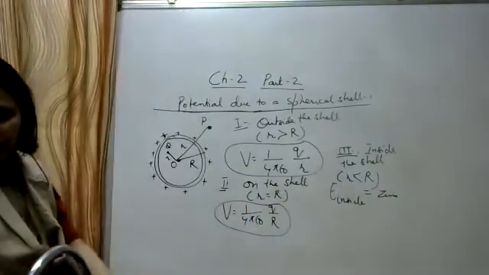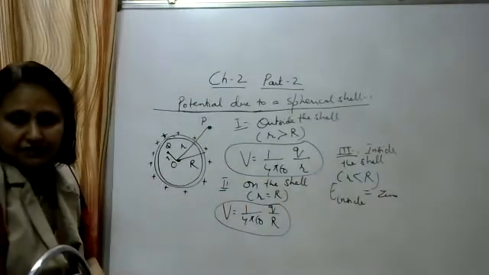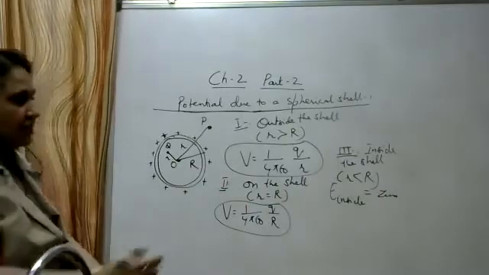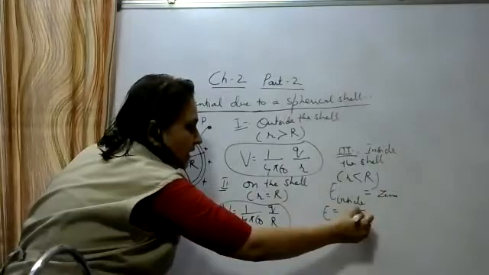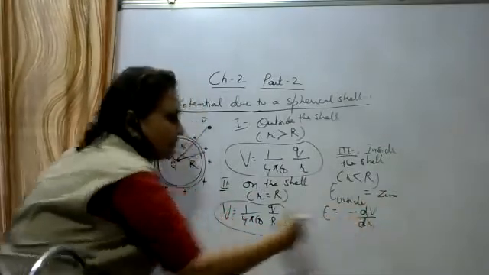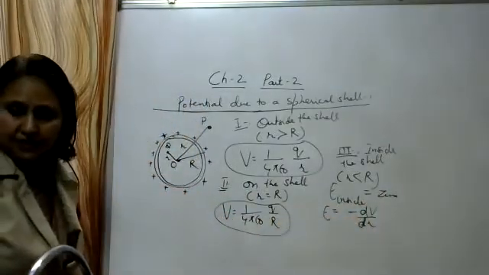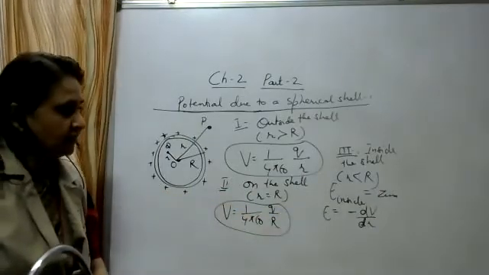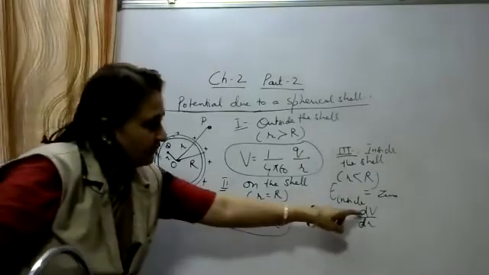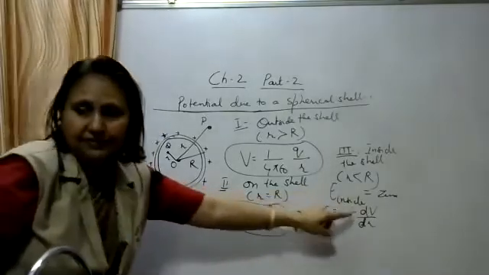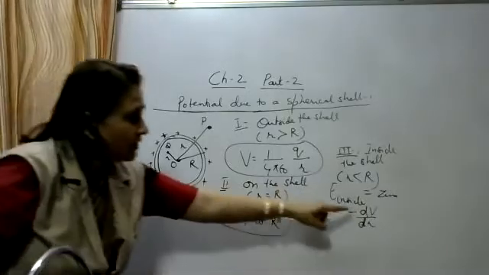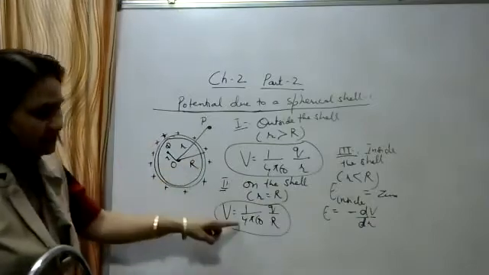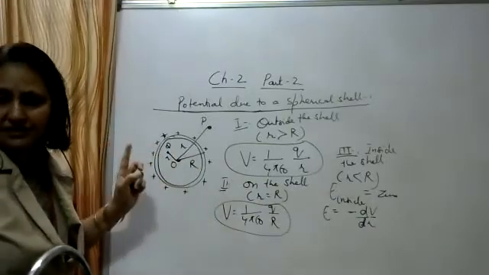As electric field inside the shell is 0, what will be the potential? What is the relation between electric field and potential? Electric field is the negative of potential gradient. We know that electric field is minus dV upon dr. This we have already derived. Electric field inside is 0, and we know that the differentiation of a constant quantity is 0. So it means the potential inside is constant. Whatever is on the surface, the same potential remains inside the shell.